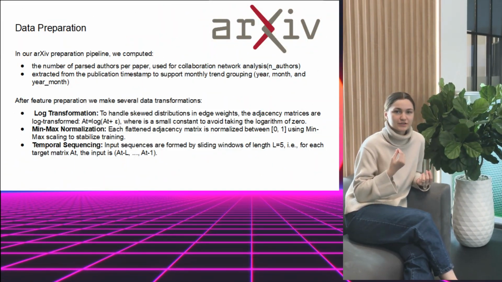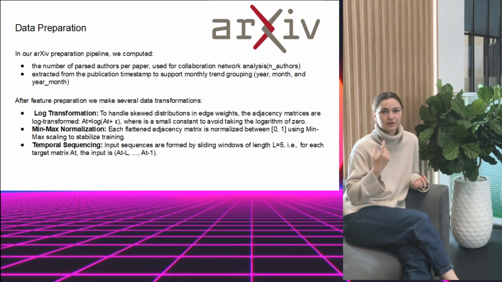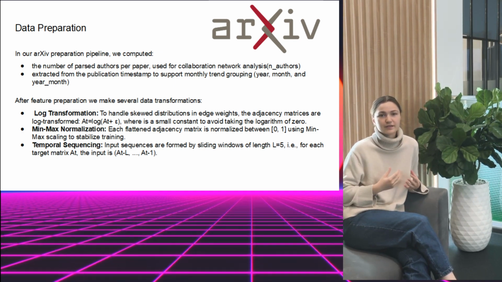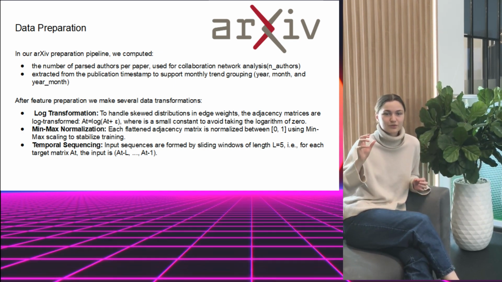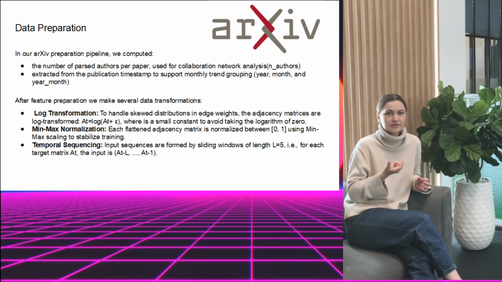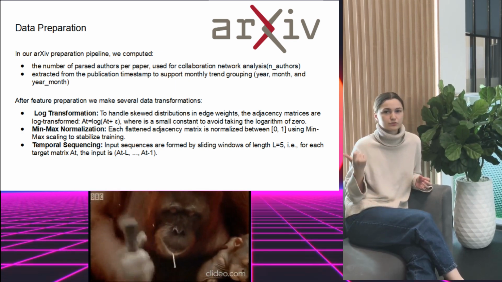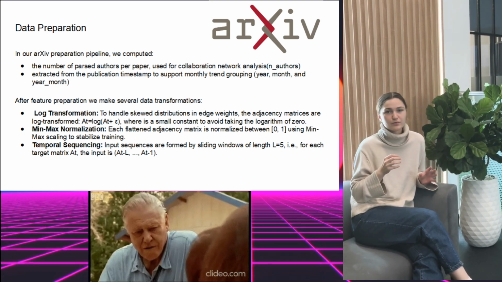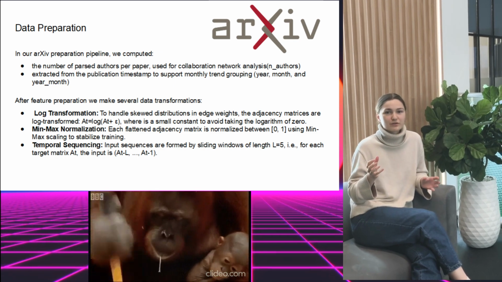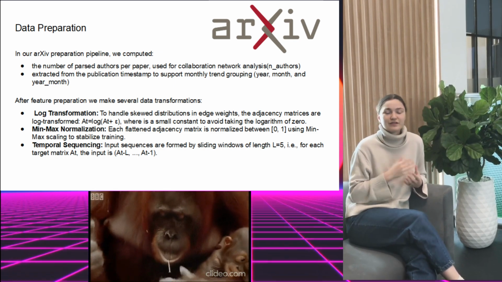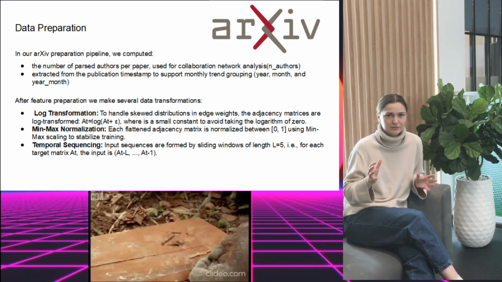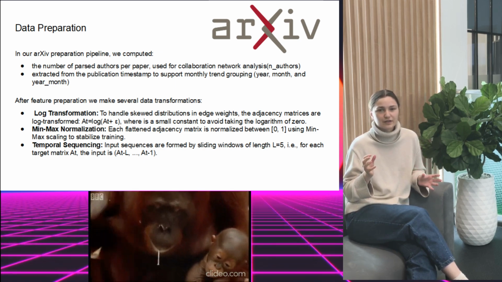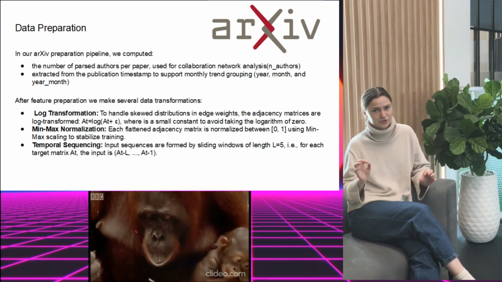So we chose the arXiv dataset, which contains 1.7 million entries for the past 30 years. We selected only the last 10 years, so we kept the data from 2015 to 2025, and also we selected data from the top 15 most popular spheres. Also we cleaned up the data and made several transformations, such as logarithmic transformations. We had skewed data, so we needed to transform it.